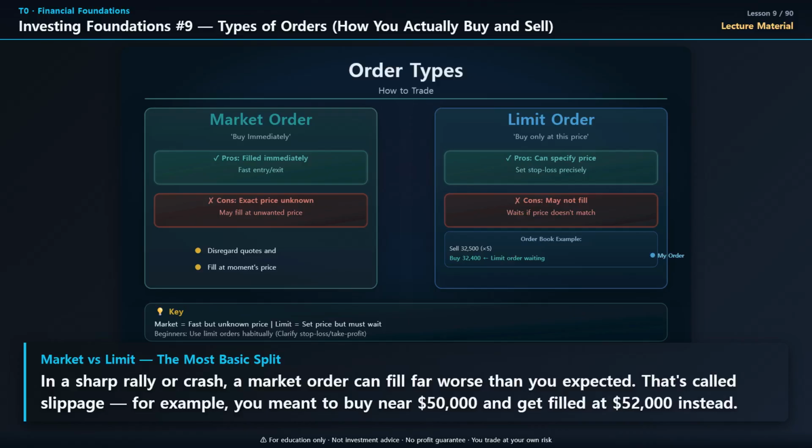In a sharp rally or crash, a market order can feel far worse than you expected. That's called slippage. For example, you meant to buy just below 50,000 and get filled at 52,000 instead.